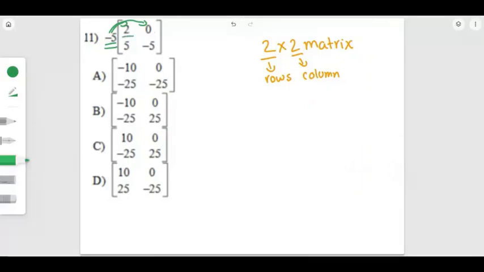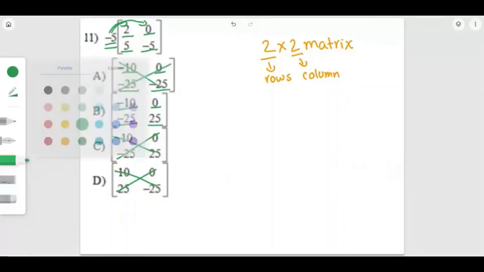-5 times 2 is equal to -10, which is in choice A and choice B, but not in choice C nor choice D. -5 times 0 is equal to 0, which is also in choice A and B. -5 times 5 is -25, which is again in choice A and B. -5 times -5 is equal to 25, which is only in choice B. So the answer is choice B.